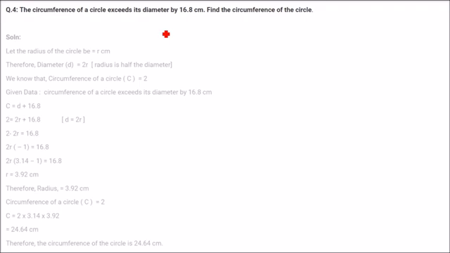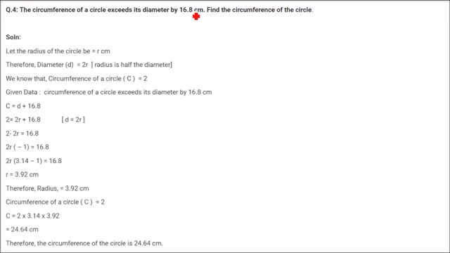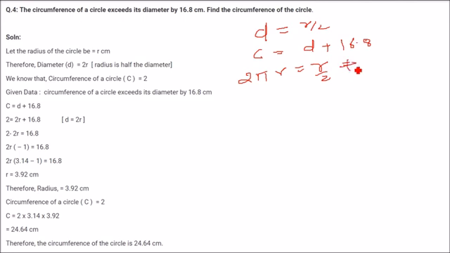The circumference of a circle exceeds its diameter by 16.8 centimeter. Find the circumference of the circle. So the circumference of a circle exceeds its diameter by 16.8. That is, if the diameter is, say, d, then the circumference will be d plus 16.8. Right? This is circumference. But we know the formula of circumference. This is 2 pi r. And we know that diameter is nothing but radius by 2. So I can write d as r by 2. This is going to be the equation.